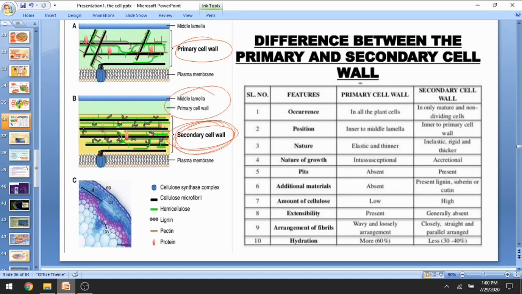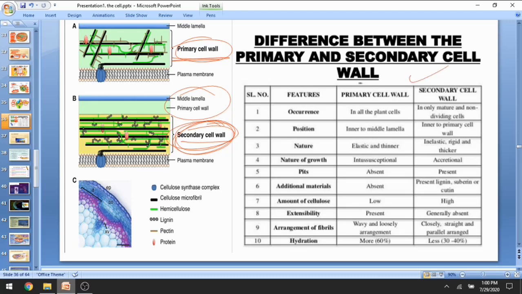The hard, matured wall is known as the secondary cell wall. Do you know, students, the secondary cell wall is produced from the primary cell wall. When the primary cell wall gets mature enough, it becomes harder and becomes the secondary cell wall.